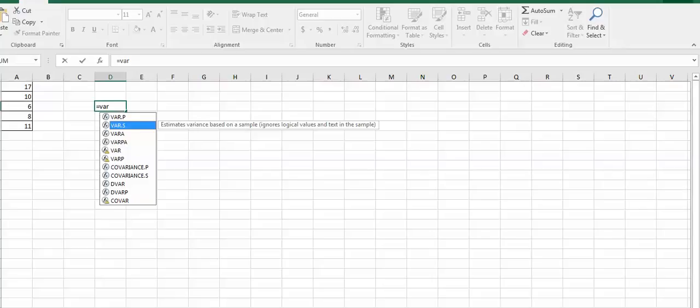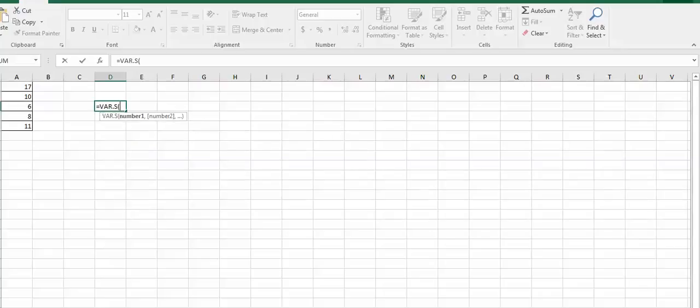So at this point, we need to decide what we're dealing with. Since the question that we're answering is the sample variance, I'm going to double click that. I just need to highlight my numbers and hit enter. And so that's my sample variance.